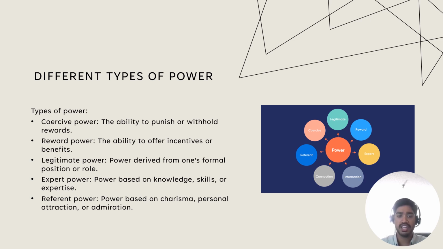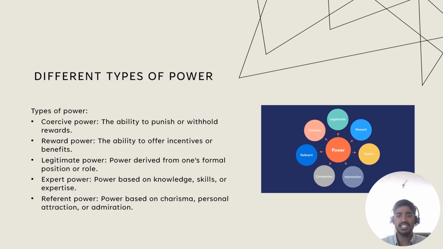Now I'll get into power and influence, and there are five different types of power that I will talk about. First is coercive power. It is the ability to punish or withhold rewards. While it can be effective in the very short term, it often leads to resentment and decreased motivation. Reward power, similar to coercive power, can be motivating but can also lead to increased dependency.